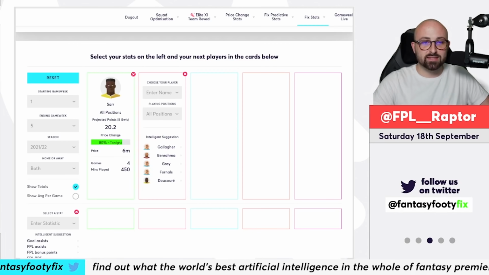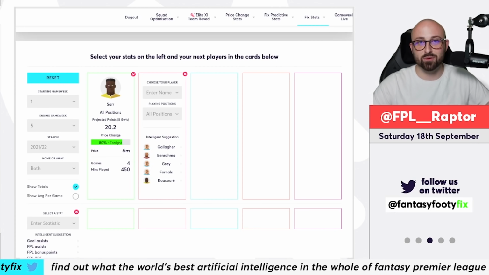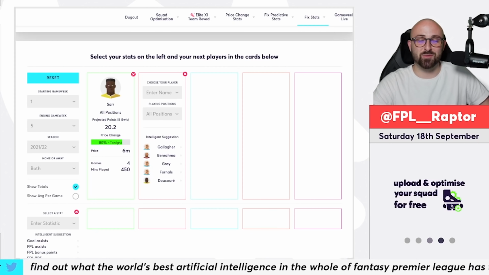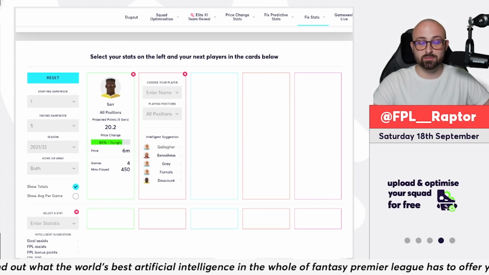Now, what you can also see is the intelligent suggestion. Who do we want to compare? It suggests players at similar price points, similar projected points. It's intelligent. It suggests who the algorithm thinks you should be comparing with. So these are the players that I want to compare with.